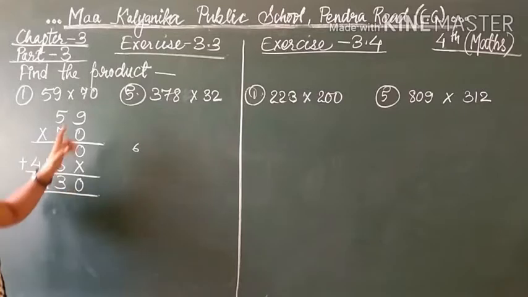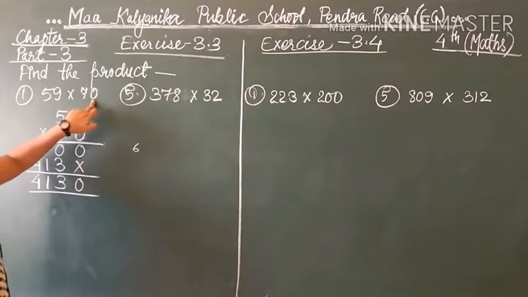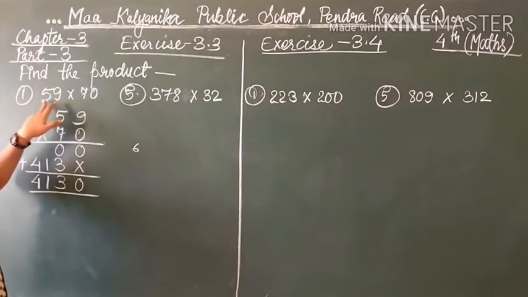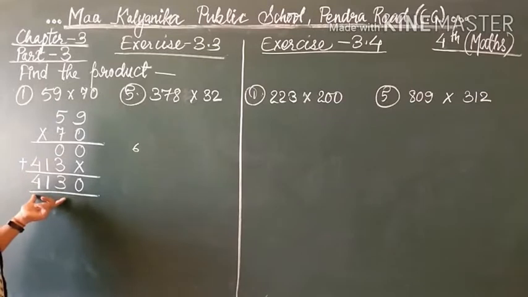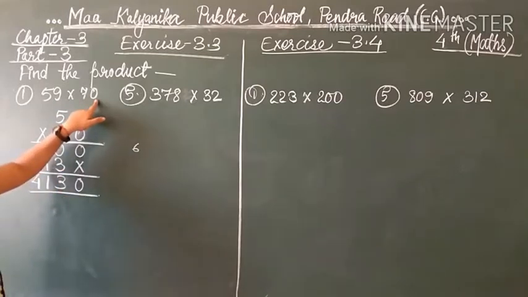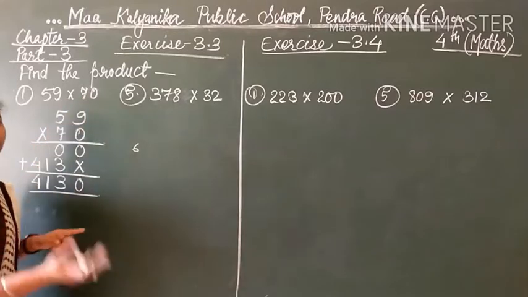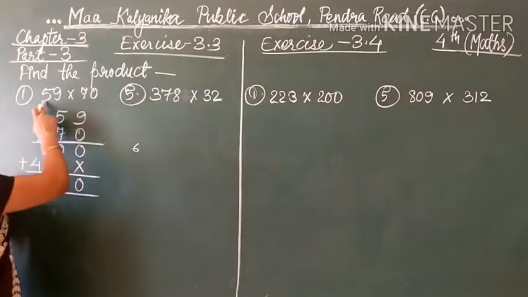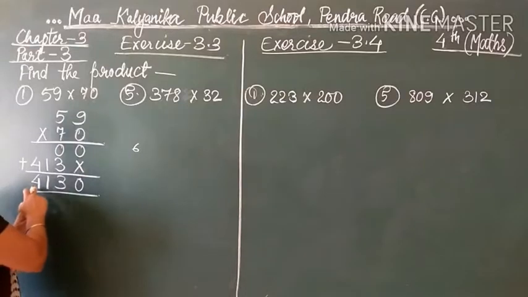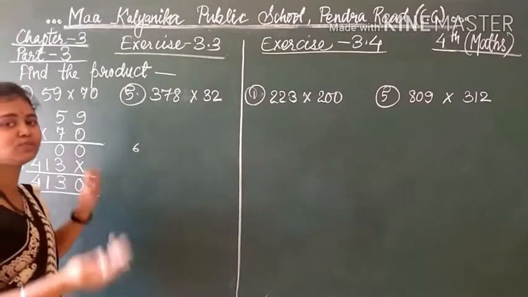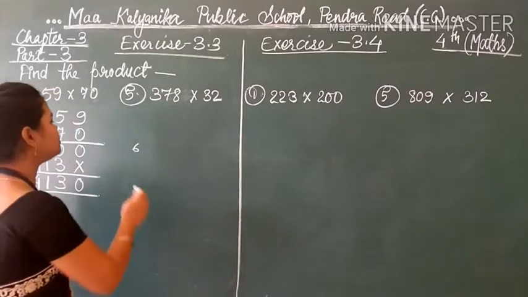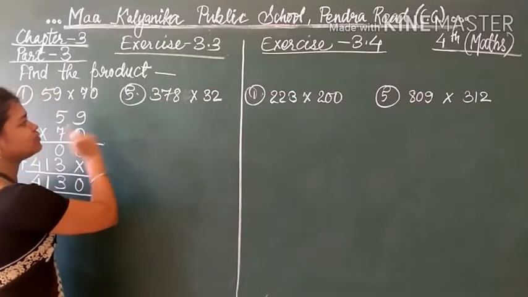One more thing, student, when you are multiplying a number having 0, you can simply multiply 59 with 7. The answer will be 413, and 1 zero is there. When you are multiplying by a number with 0, you have to write that many 0s. So 1 zero is there. So 59 multiplied by 7 is 413, with 1 zero, so you have to write 1 zero. So in this way also you can calculate. Okay. Simply students, we are moving to the next number.